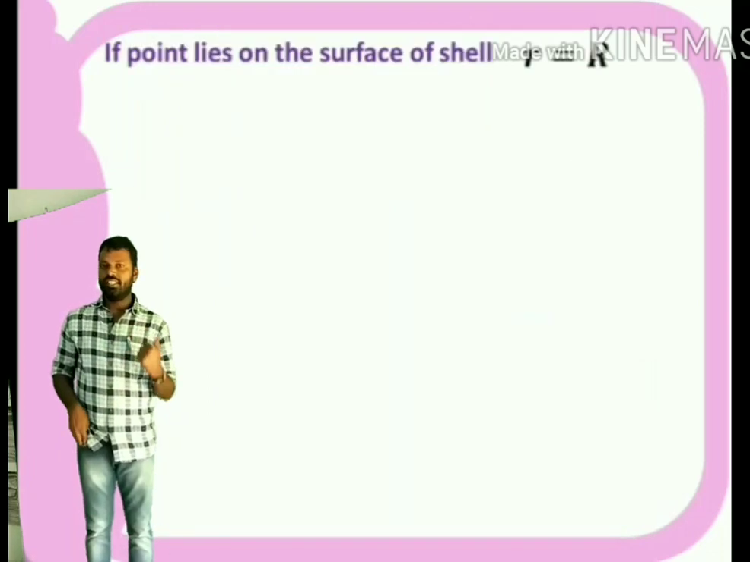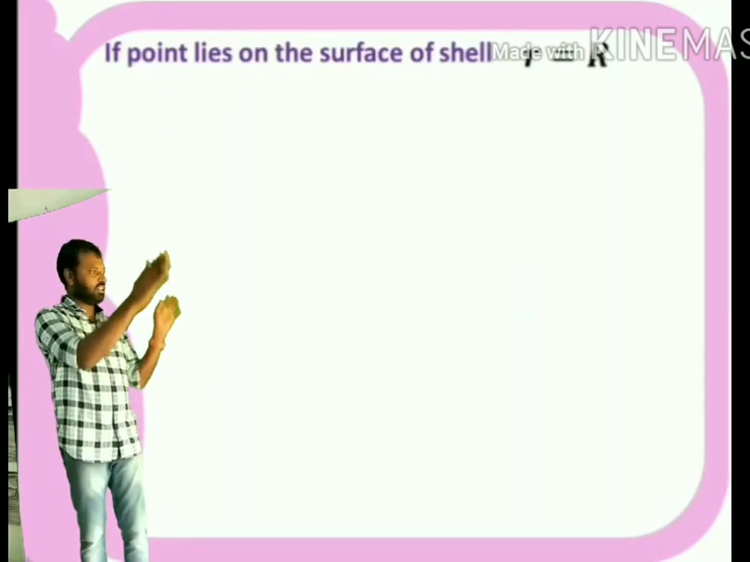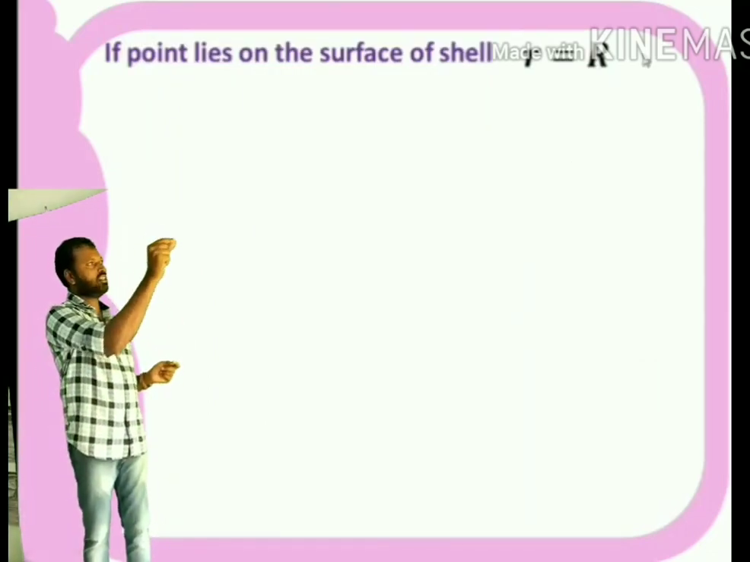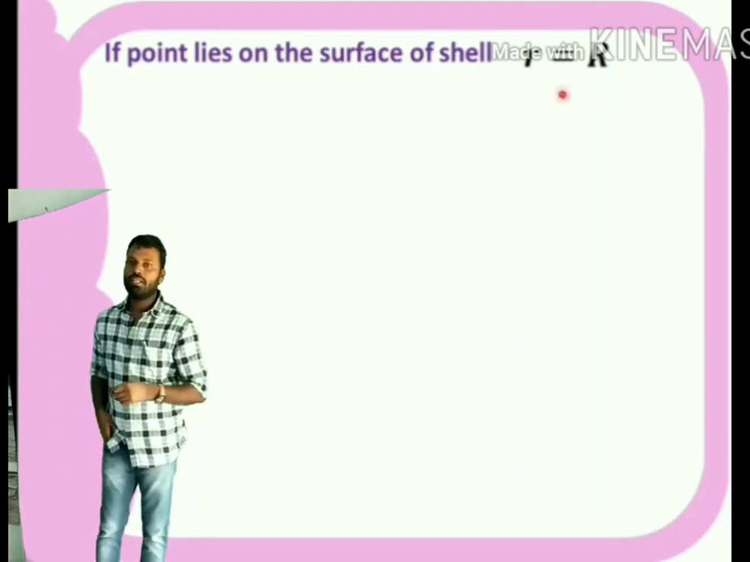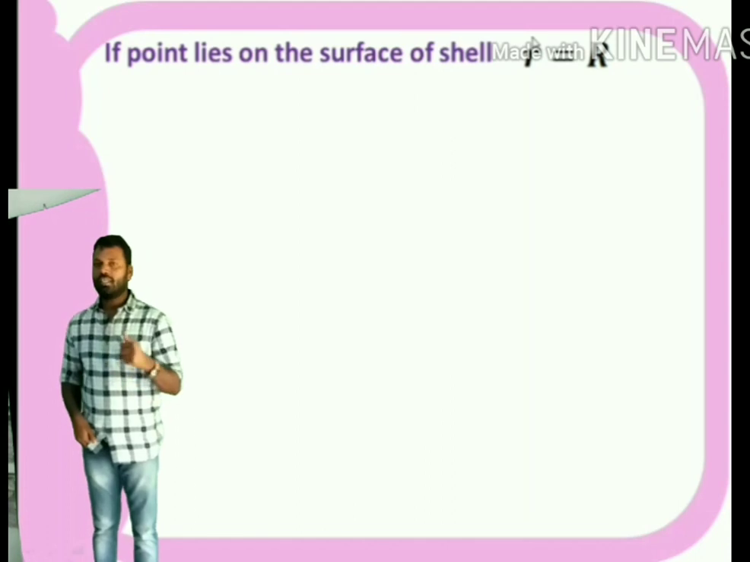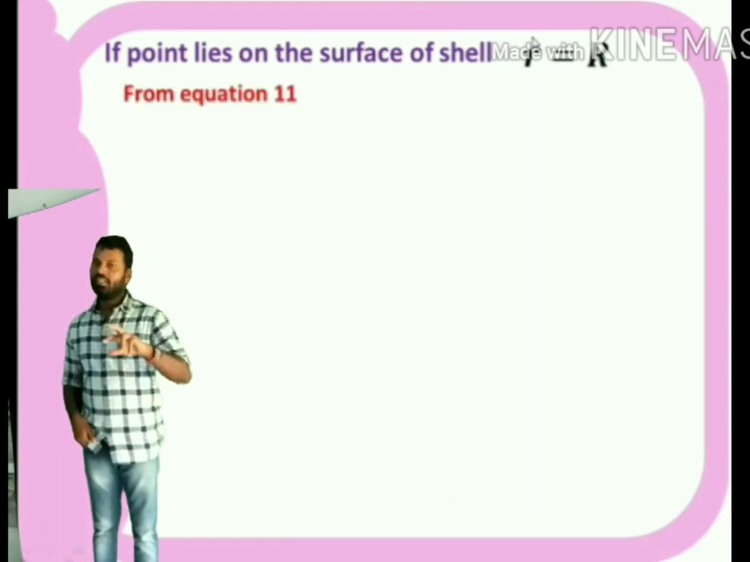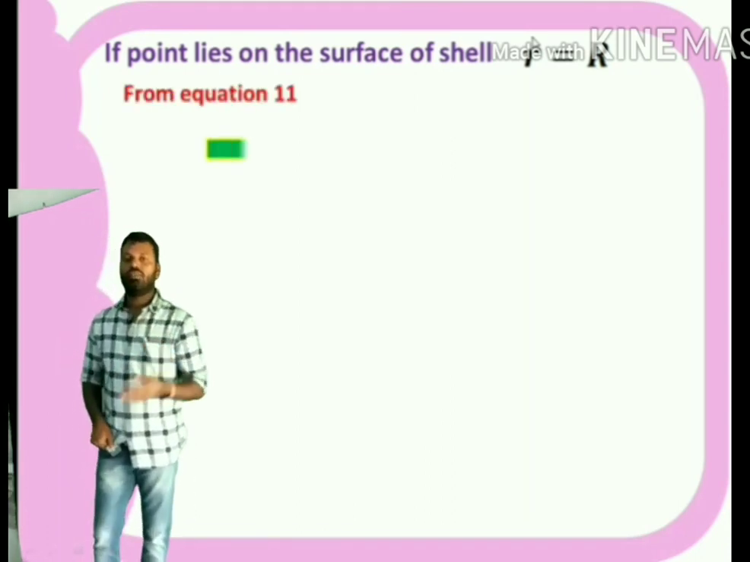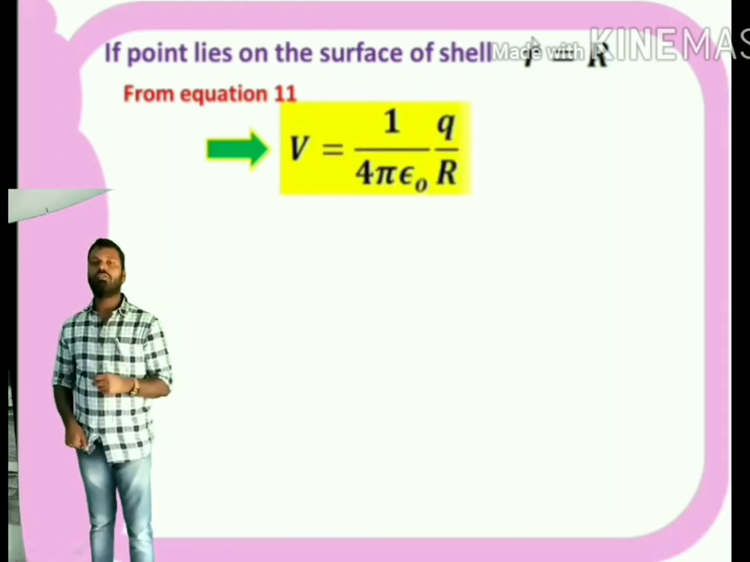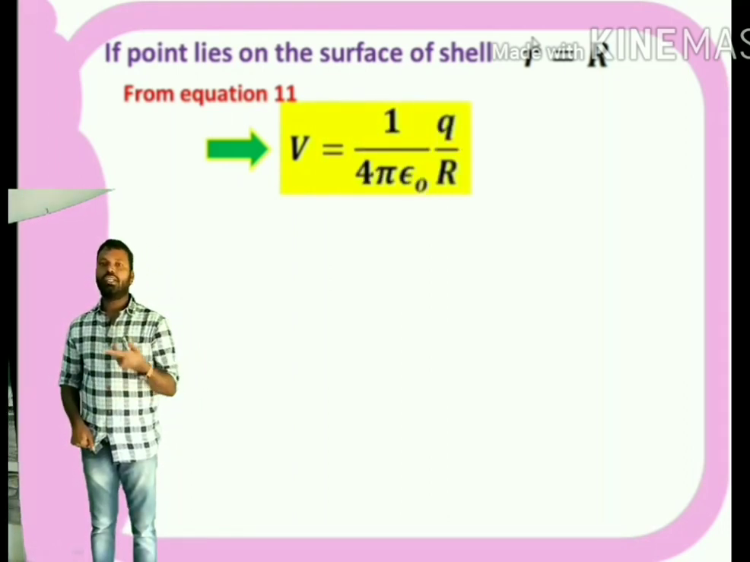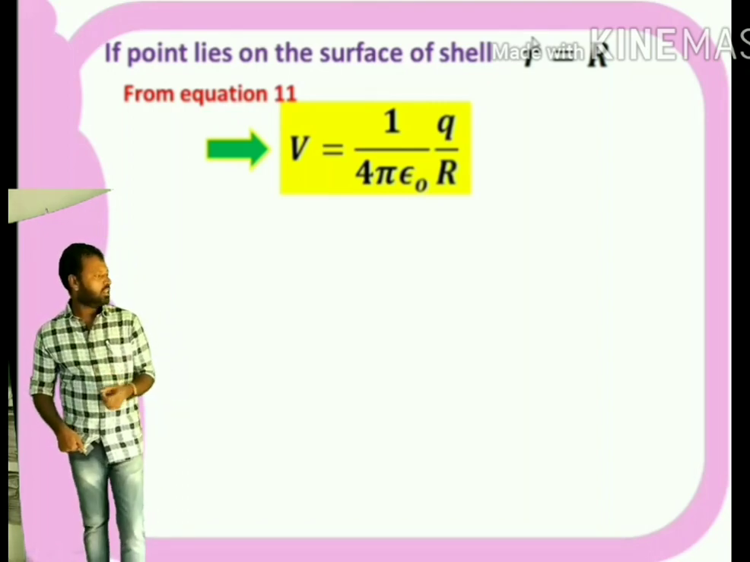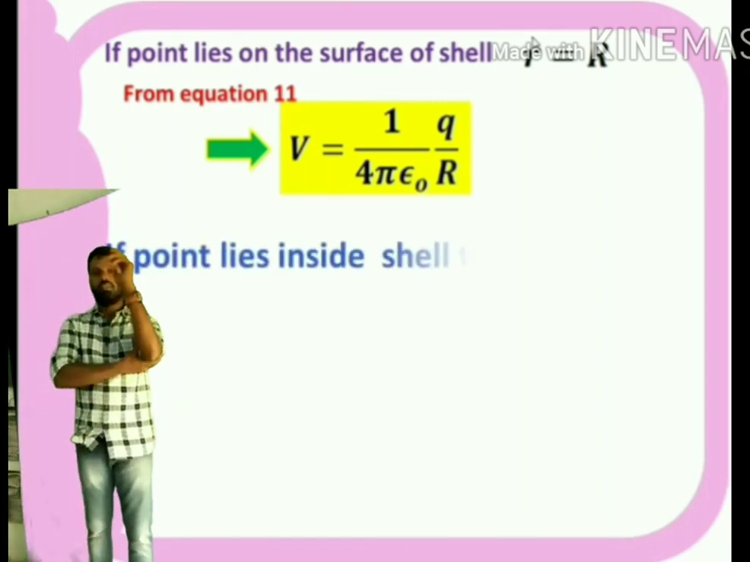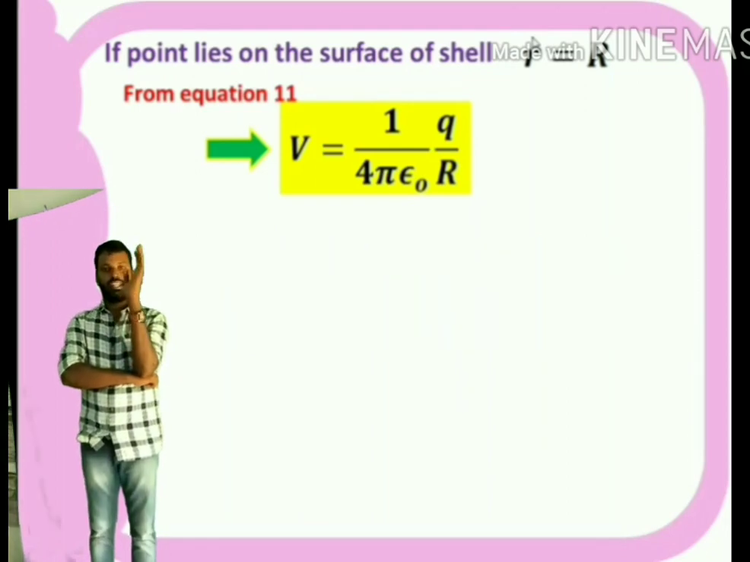Now if my point lies on the surface of the shell, then what happens? If my point lies on the surface, small r becomes capital R. If small r becomes capital R, then substitute small r equal to capital R in the above equation. Then what will I get? V is equal to 1 by 4 pi epsilon naught q by capital R. This is the electric potential at a point on the surface of the spherical shell.